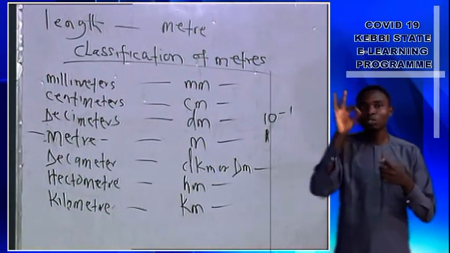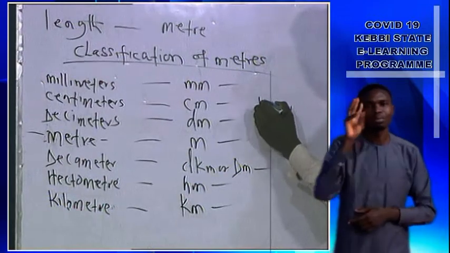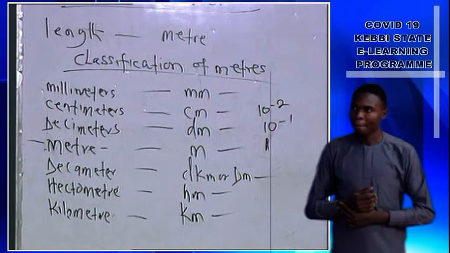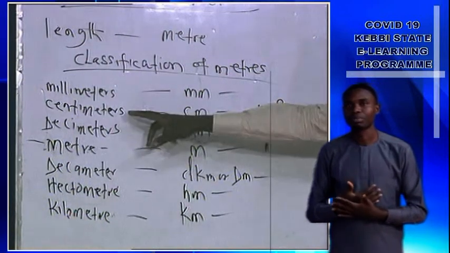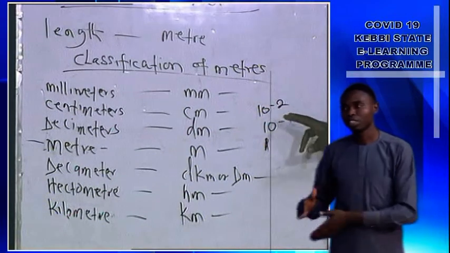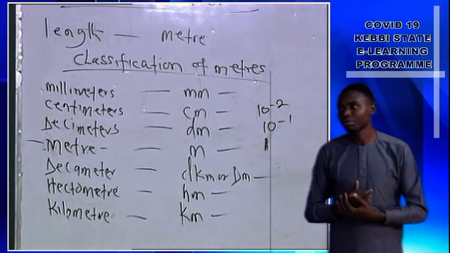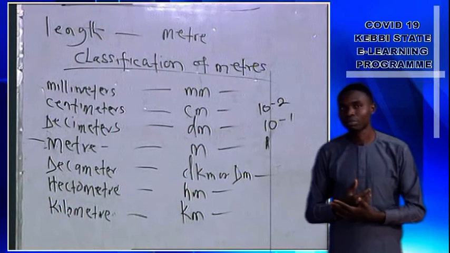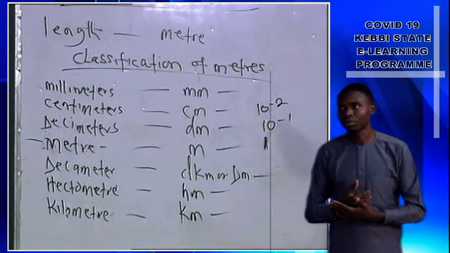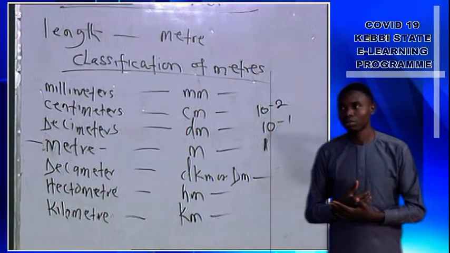Then this one is 10 raised to the power minus 2 meters. It means that we have 100 centimeters, because 10 raised to the power minus 2, when we multiply 10 by 10 times itself, we are going to have 100. So 100 centimeters will give us this range.